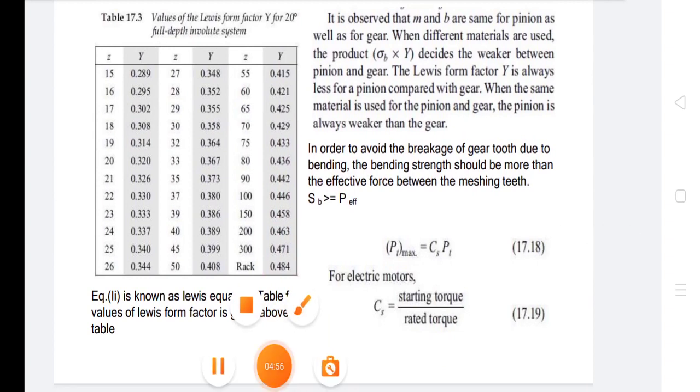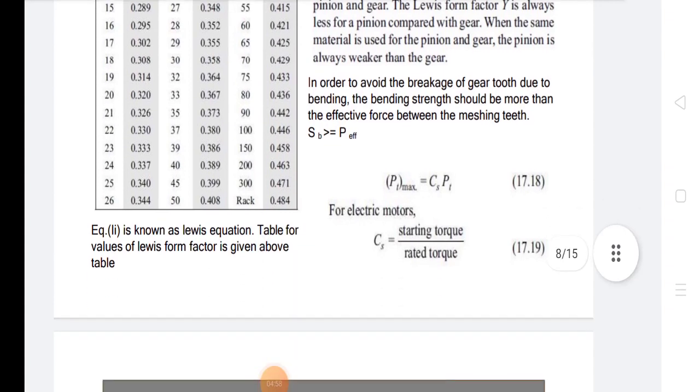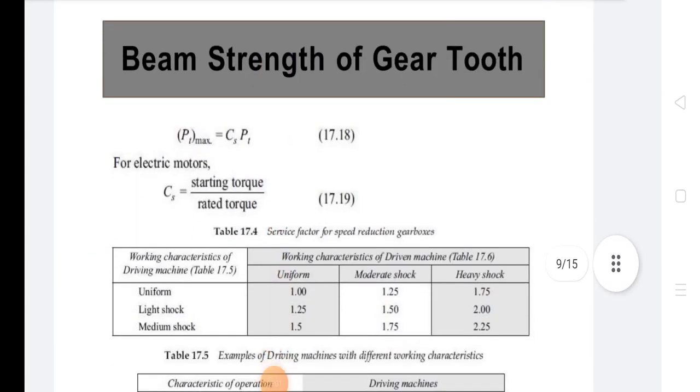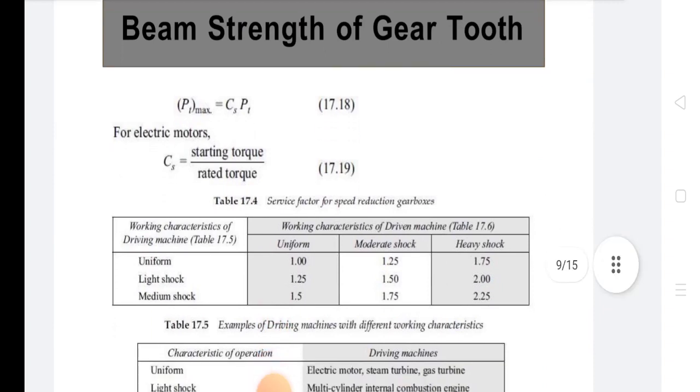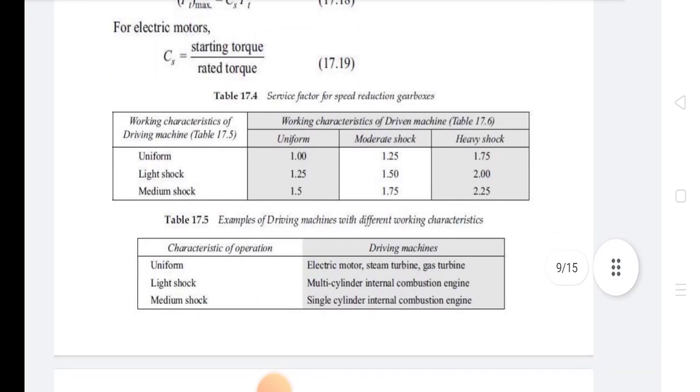Cs is equal to starting torque upon rated torque. For Pt max is equal to Cs Pt, for electric motor, Cs is equal to starting torque upon rated torque. This is the service factor for speed reduction in gearbox. For uniform 1, for moderate shock 1.25, heavy shock 1.75. For light shock it is 1.25, 1.5, 2. For medium shock 1.5, 1.75, 2.25.